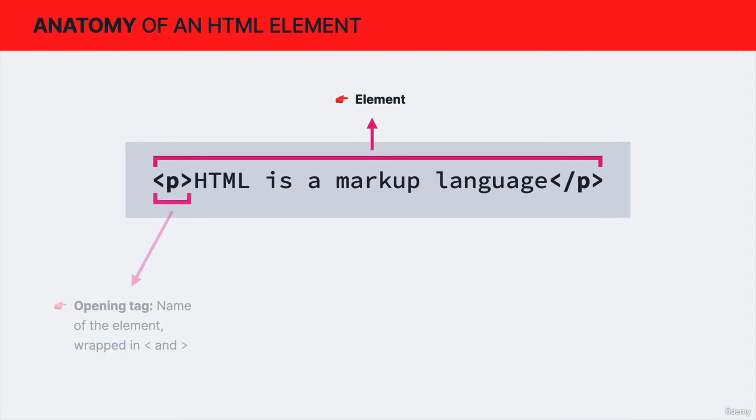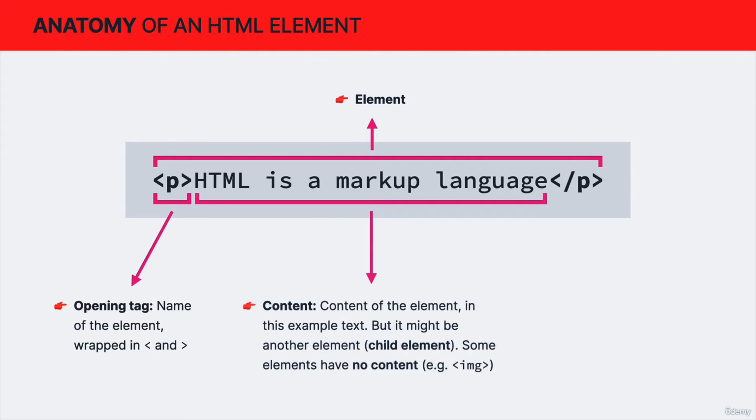First is the opening tag, which is the name of the element. So in this case, it's the P, wrapped in the less than and the greater than symbols. Probably they have some other names, but that's how I like to call these symbols. So it's less than, P, and then greater than. Then after that, we have basically the content of the element.